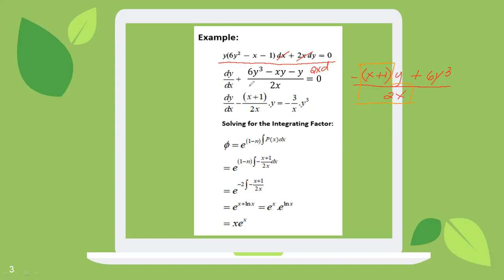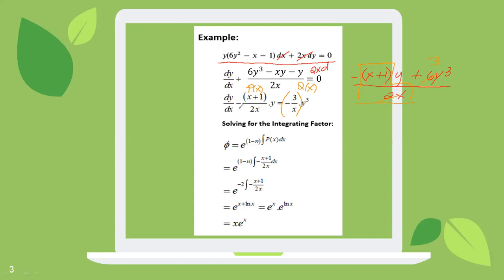This time, this is your p of x. This is your y. And in here, if you distribute the 2x as a divisor to these two terms, the second term will yield a 3. You get to cancel the 2, and you will be left with the 3 here. Now, since this is here on the left side and you're going to transfer it to the right side, it's now negative. So you have negative 3 over x. This is now your q of x. And you have y cubed.